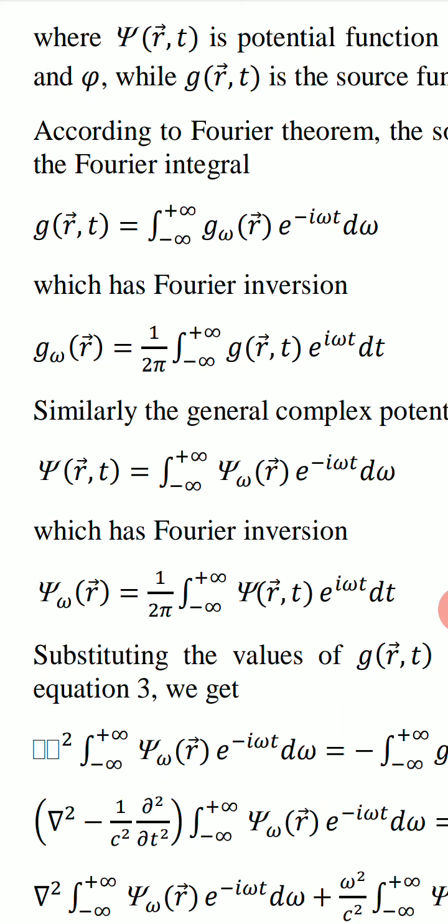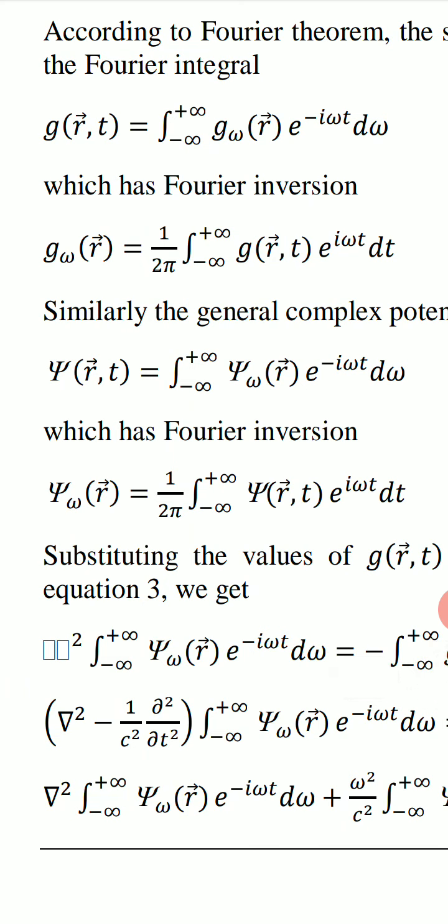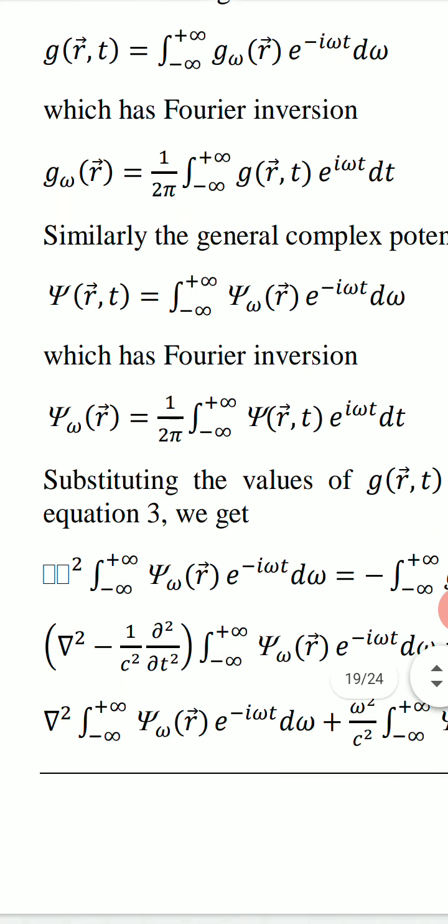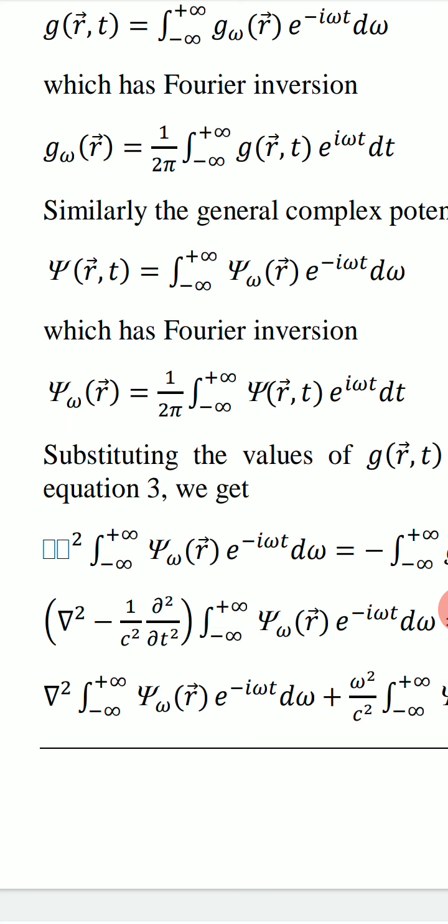Similarly, the general complex potential function psi(r,t) may be analyzed as psi(r,t) equal to integral psi(omega,r) e to the power minus i omega t d omega, and it has inverse Fourier transform psi(omega,r) equal to 1 upon 2 pi integral psi(r,t) e to the power i omega t dt.